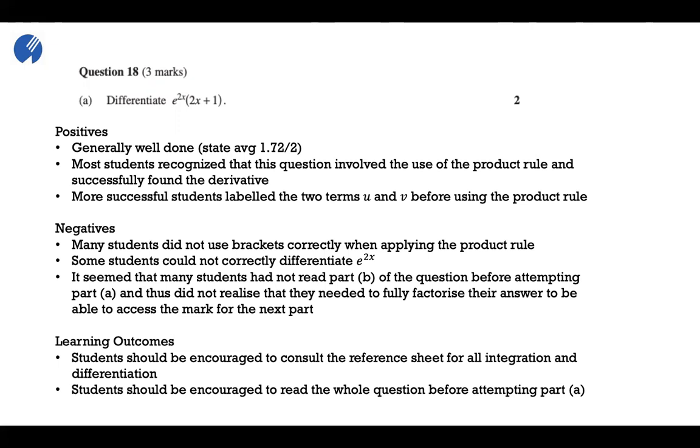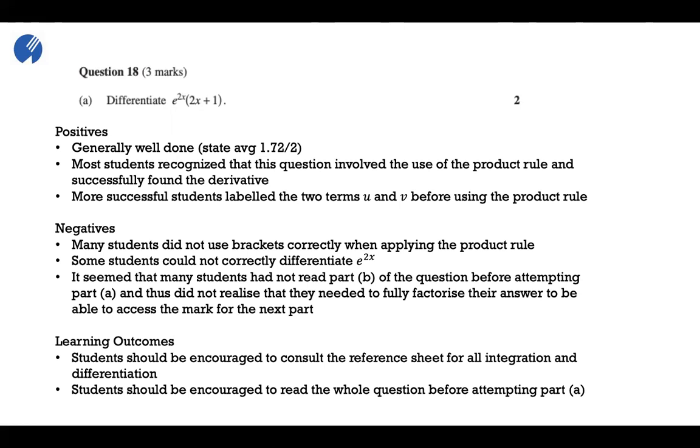The negatives: many students did not use brackets around the expression 2x plus 1 when they applied the product rule. There were some students who could not correctly differentiate e to the 2x. They put 2x e to the 2x, x e to the 2x, a half e to the 2x. There were a lot of variations.